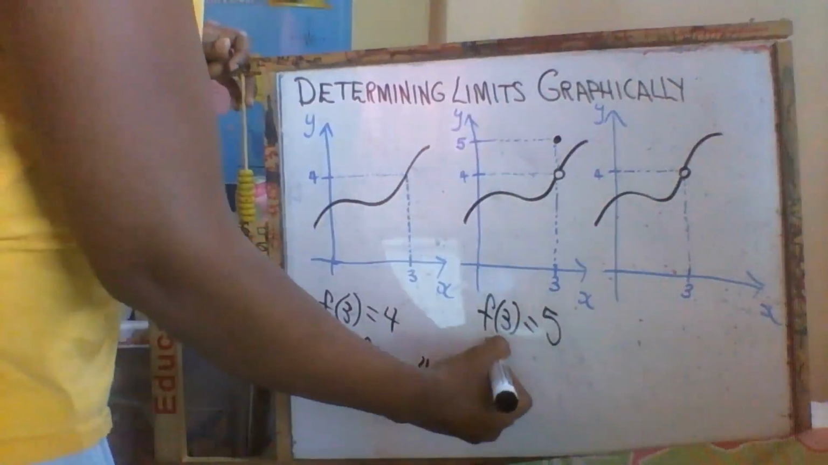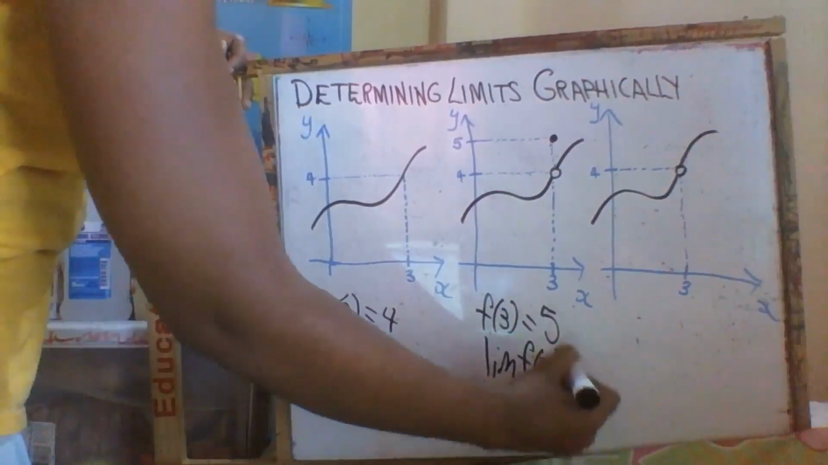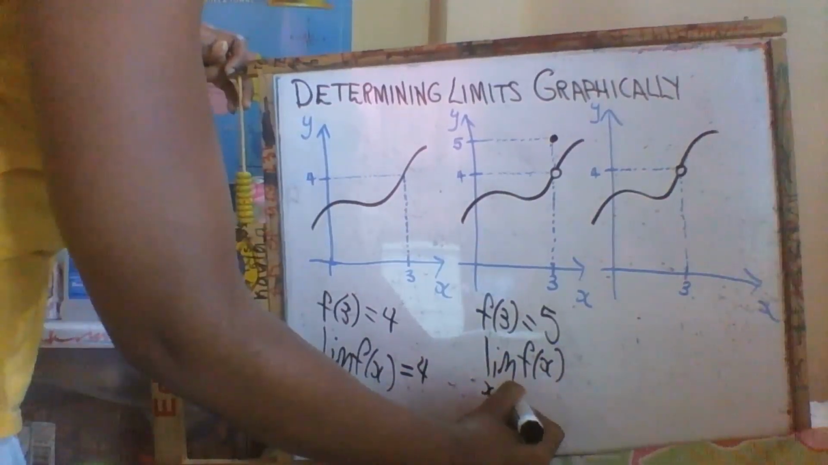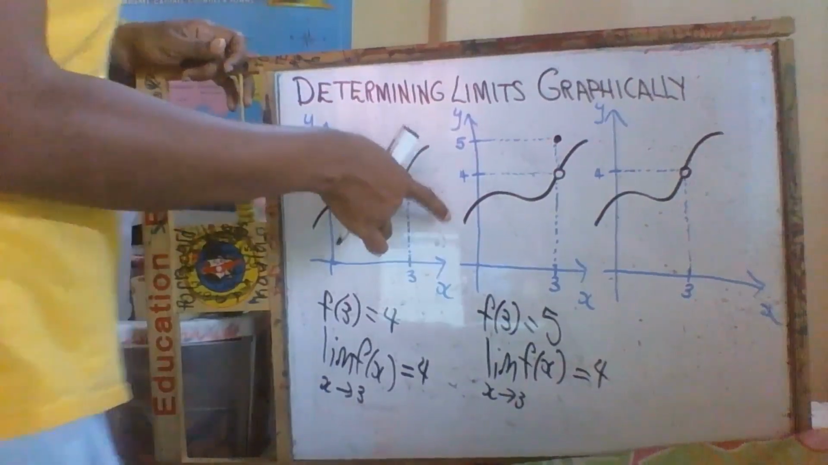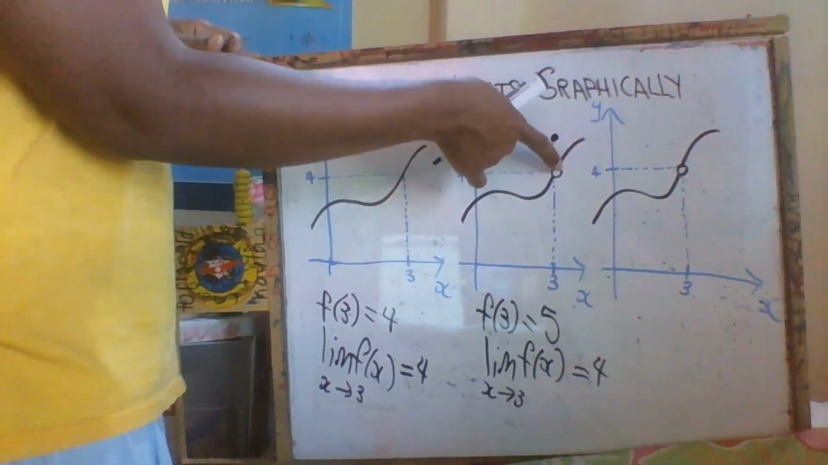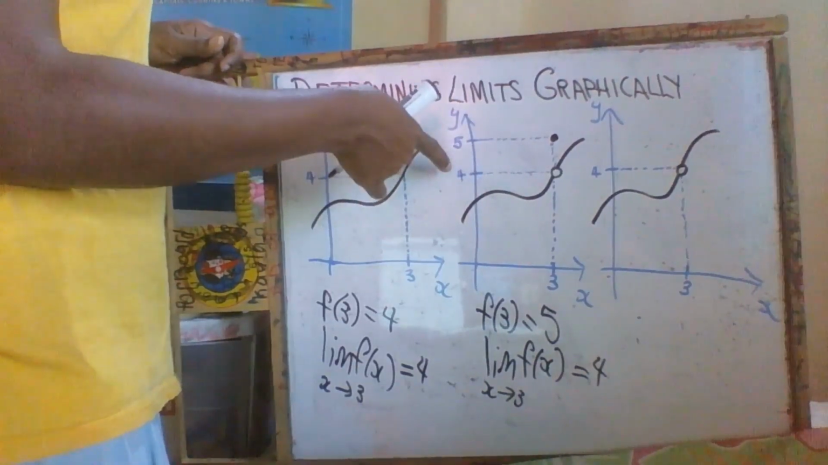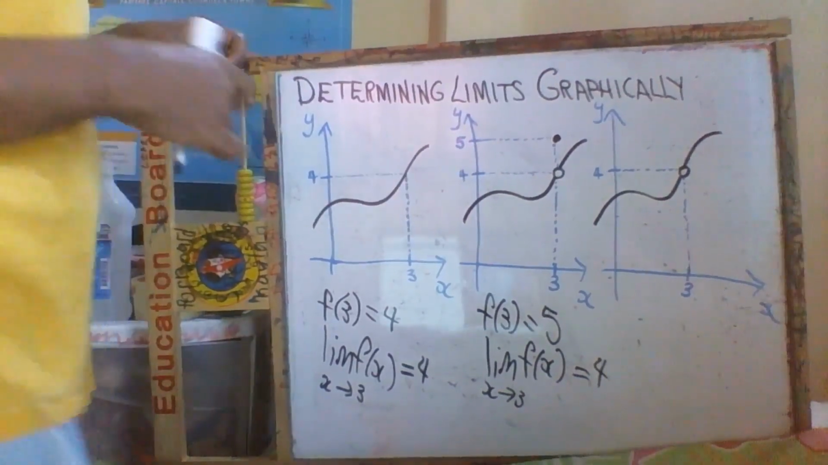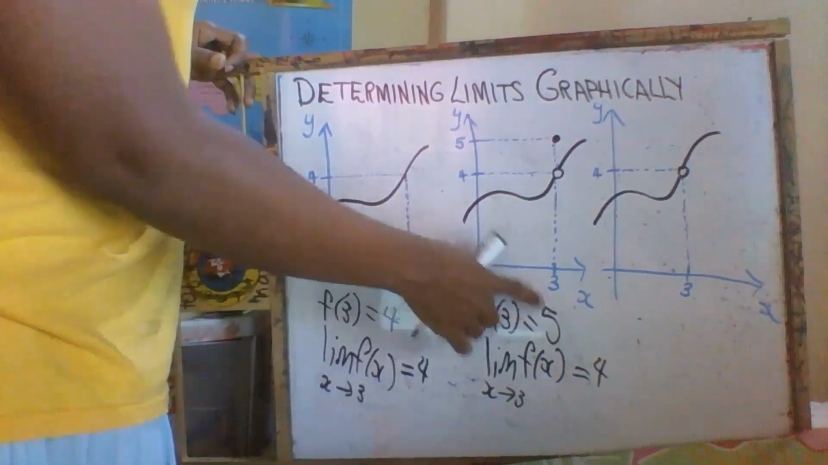So the limit of f of x as x goes towards 3 is equal to 4, because we're going towards this point, and at this point my y value is 4. Okay, so notice my function value and my limit are different.